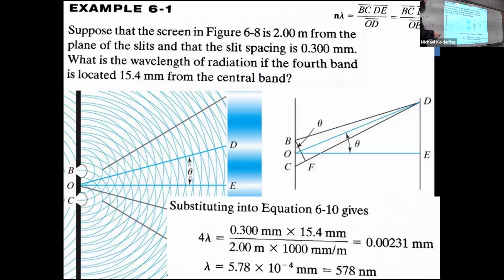So suppose that this screen in figure 6.8 is 2 meters away from the plane of the slit. The slit spacing is 0.3 millimeters. So what is the wavelength of radiation if the fourth band is located 15.4 millimeters from the central band?